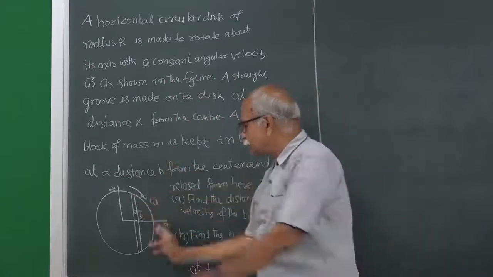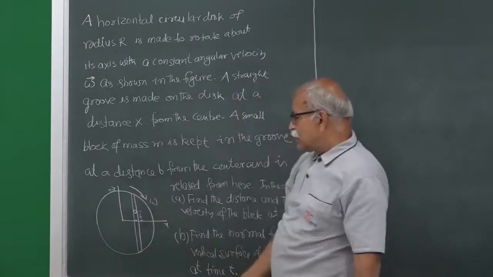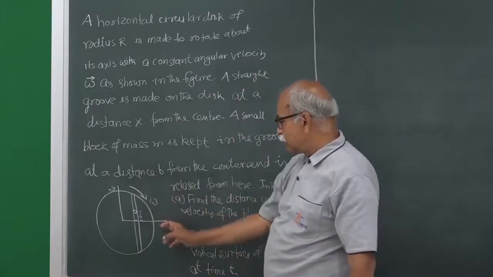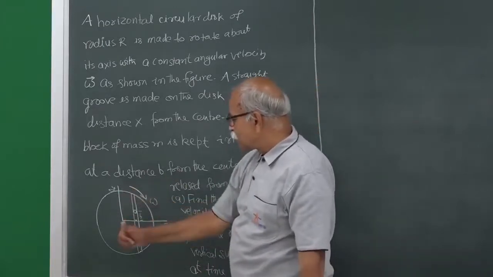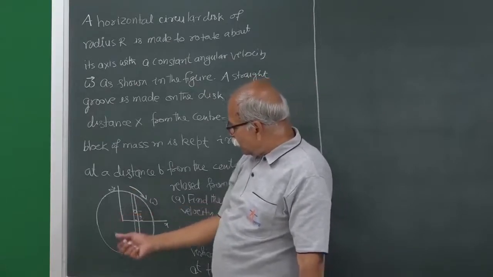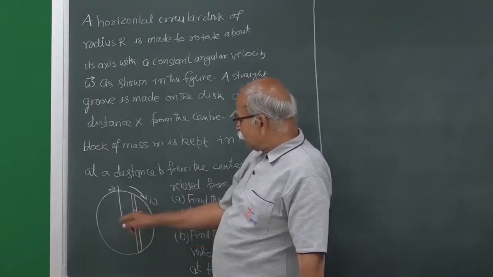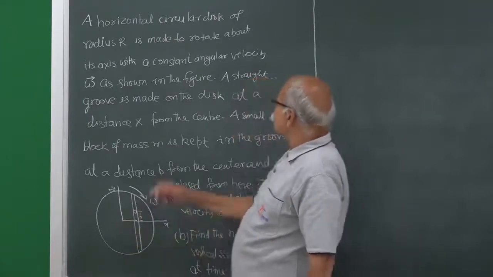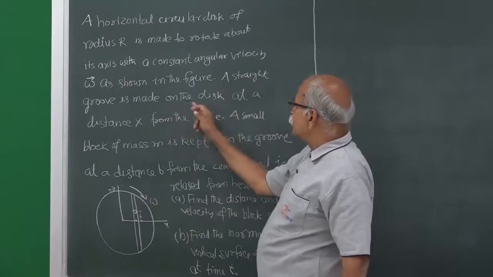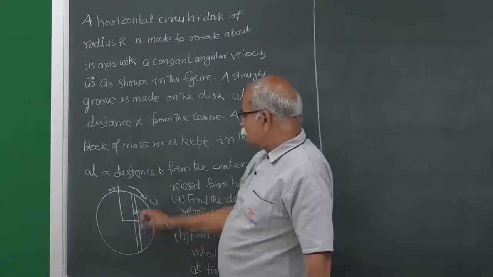So, it is going clockwise as seen by us, and you can work out that if this is x, this is y, the z axis has to be coming out of the board, and therefore this will be omega in the negative z direction. A straight groove is made on the disc at a distance x from the center. So, this is a groove.